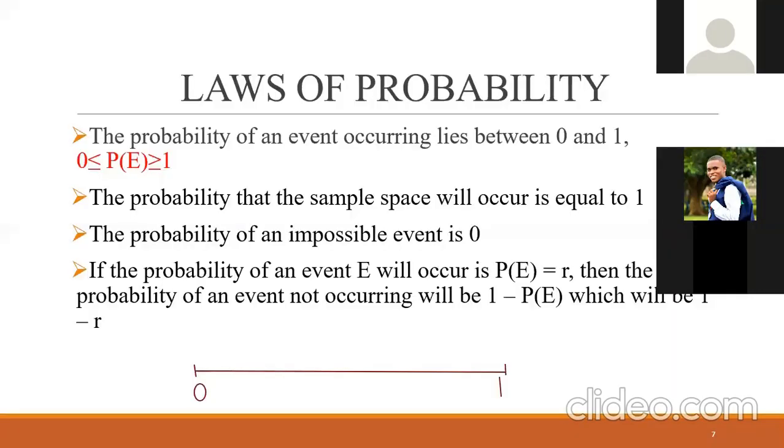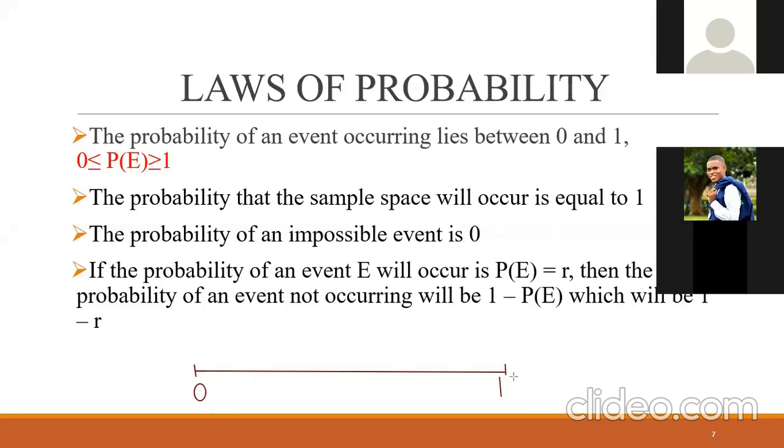Okay, so let's continue. The probability of an event occurring is 1, and the probability of an event not occurring is 0. So any other answer that you want in the probability question should fall between 0 and 1.